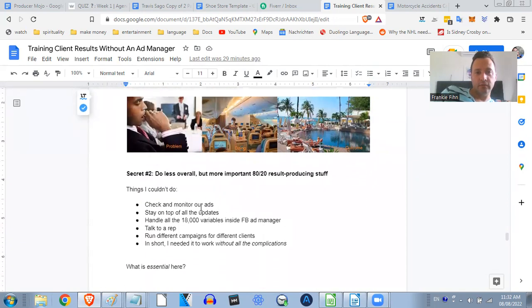Secret number 2, to do less. I always think about this, by the way. I'm going to show you a little bit of the inspiration for this, but to do less overall, but do more important 80-20 result producing stuff. You guys already know this, that if you look at what is producing results in anything, there's an 80-20. And so it's like, what is actually really moving the needle? What is really producing the results here?